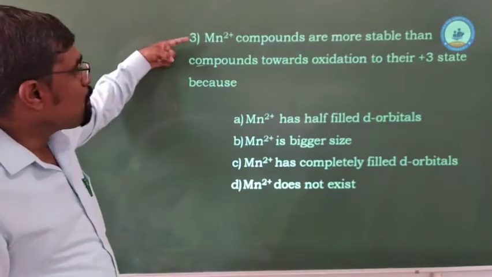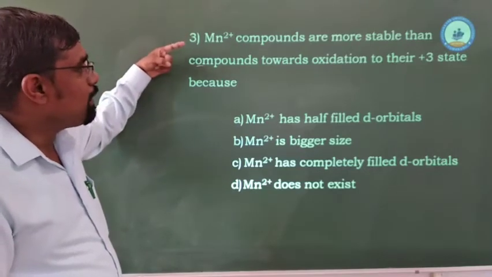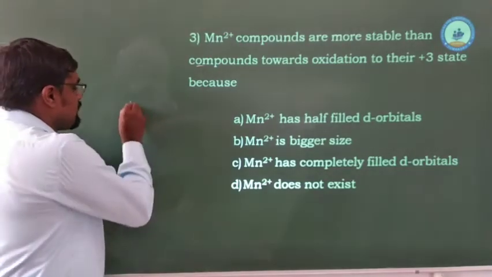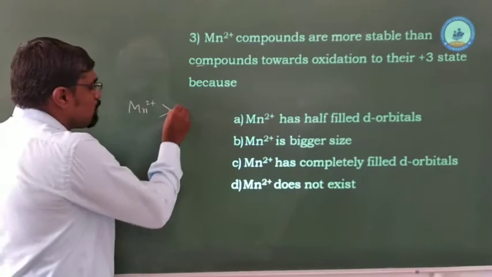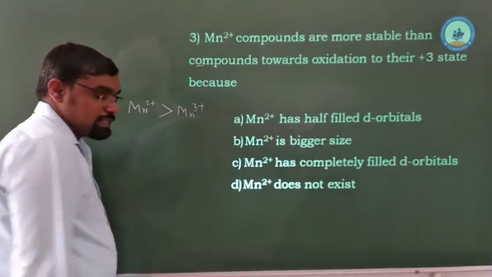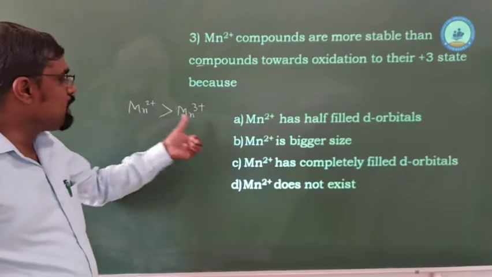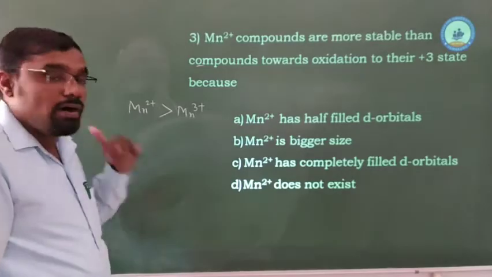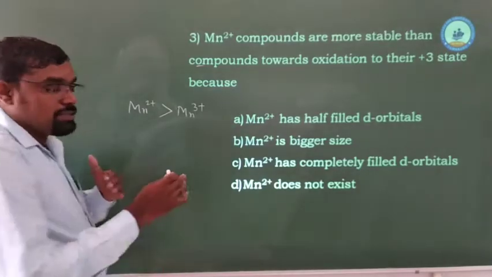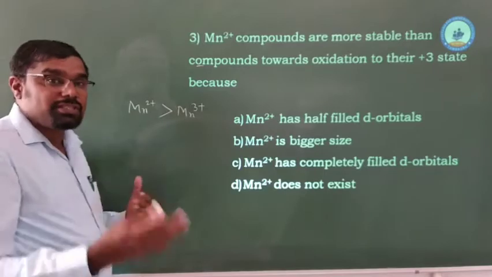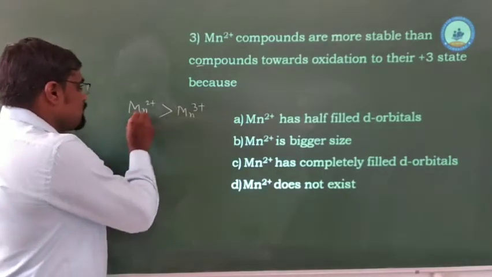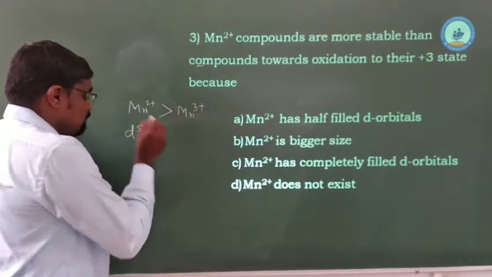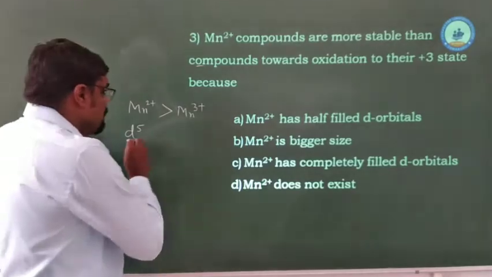Mn2+ compounds are more stable than compounds towards oxidation into their +3 oxidation state. That means he is saying that Mn2+ is more stable than Mn3+. Then we have to see the stability of the ions. If you write the electronic configuration, you can easily understand. So Mn2+, how many electrons are present in the d orbitals? That is d5.